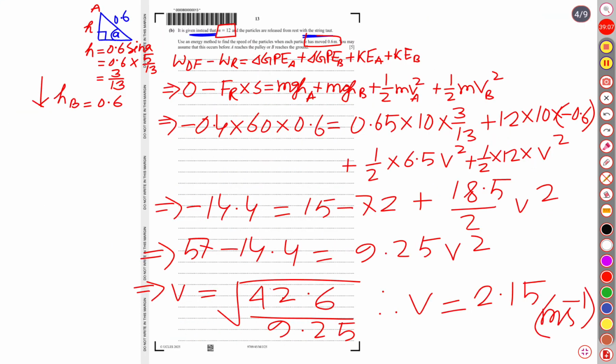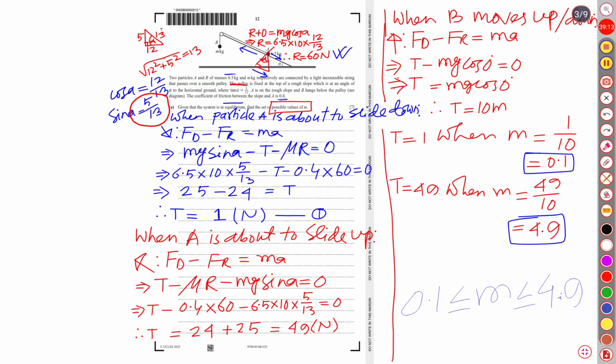Let me show the second part again. Yes, this is the second part. Simply, we have applied the work energy equation, and for the first part, there are two cases. One is when a particle is held in equilibrium. The particle may slide down, or was about to move back, I mean slide up.